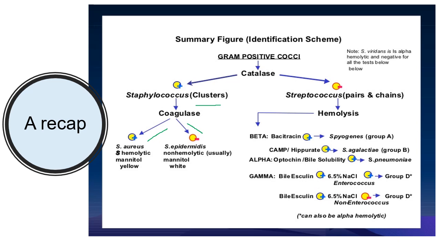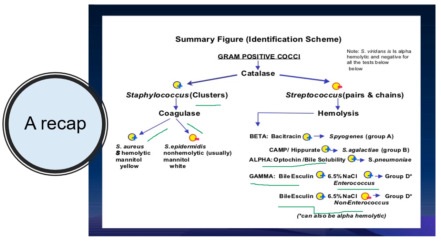If it is catalase negative and gram positive cocci in pairs and chains, you will do bacitracin test, CAMP test. If it is beta hemolytic, you will do bacitracin and CAMP. If it is alpha, you will do optochin and bile solubility. If it is gamma, you will do bile esculin, right? And if it grows in the presence of 6.5% NaCl, it is group D Enterococcus. And if it is not growing in 6.5%, it is non-enterococcus group D, all right? So that is all about the cocci.